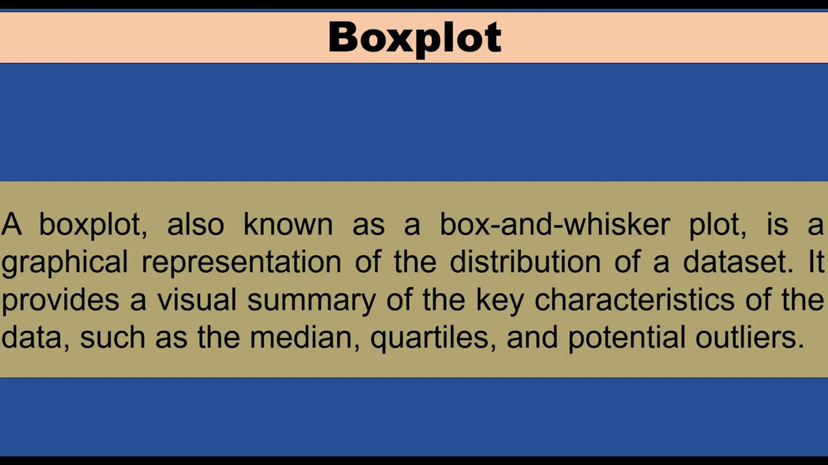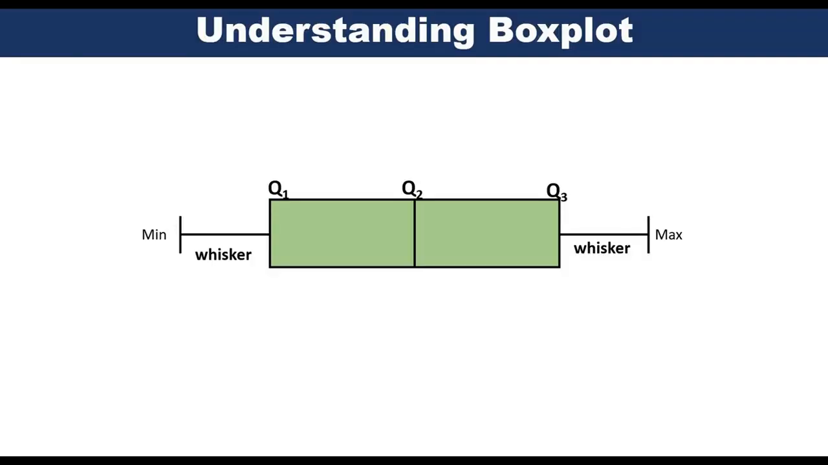Let's understand the box plot. This is the diagram of a box plot. This line represents the minimum value and it is called a whisker, and this line represents the maximum value. This line means the first quartile or Q1, and this line is the third quartile, that is Q3, and this line is called the median value.